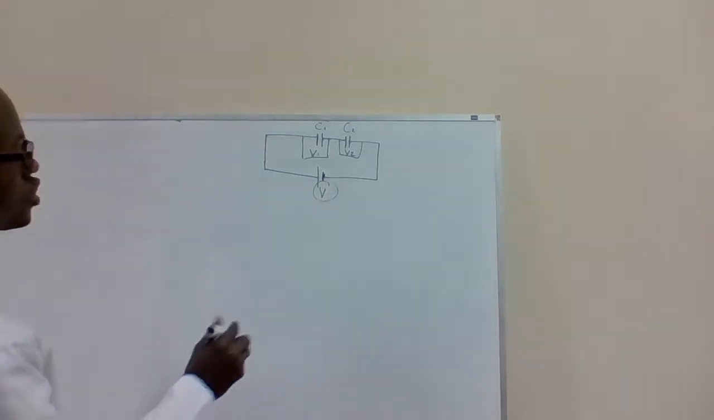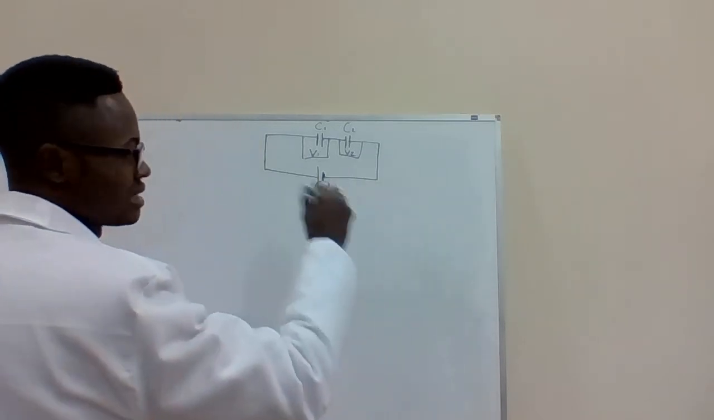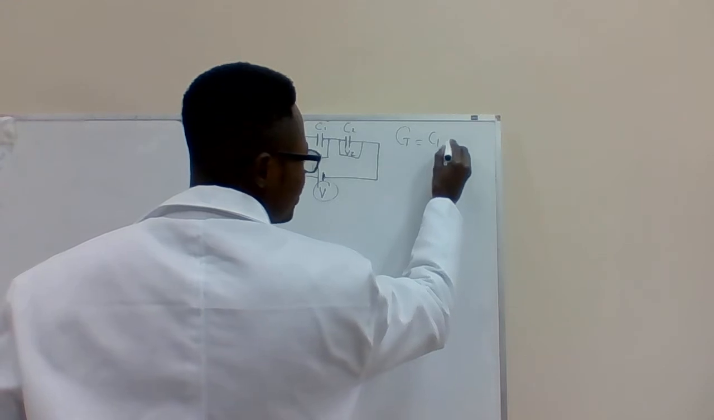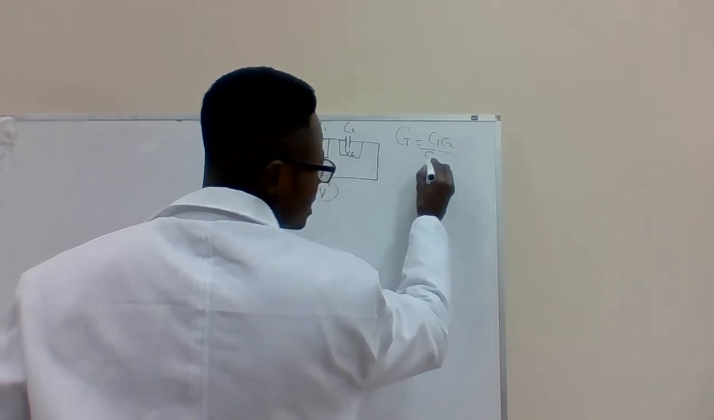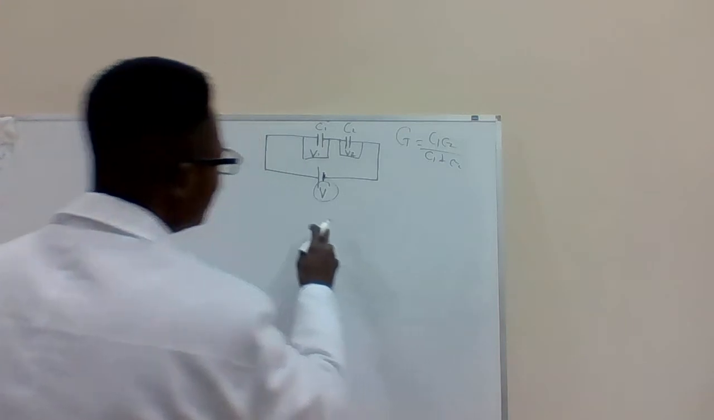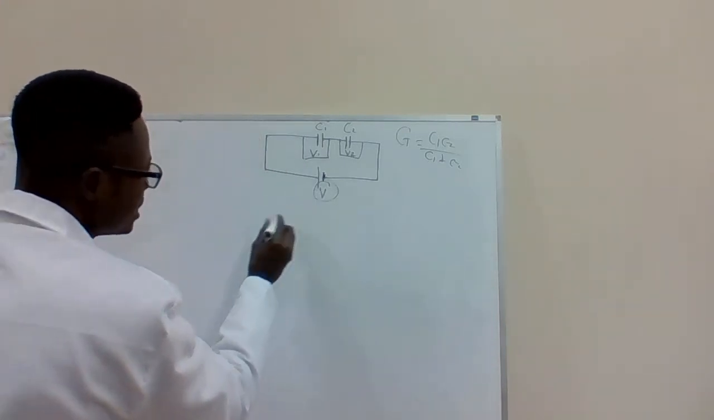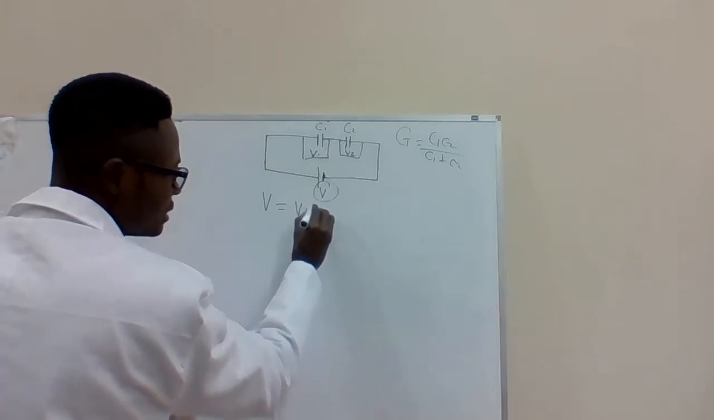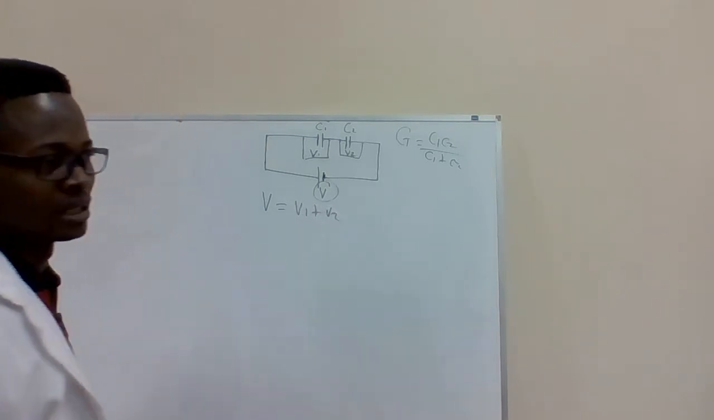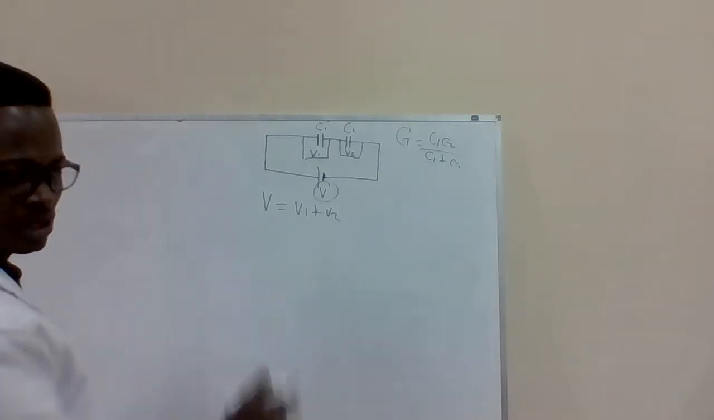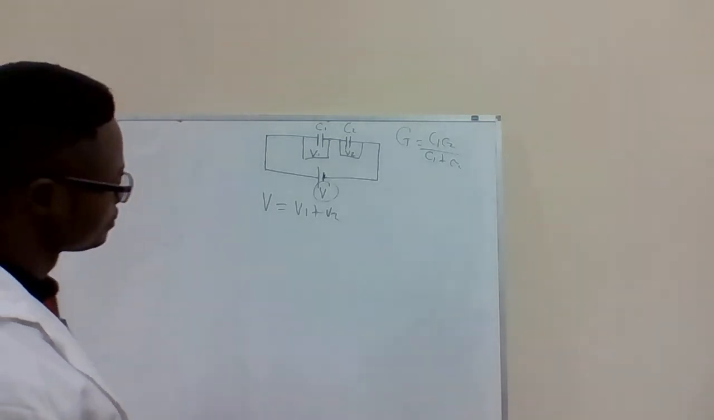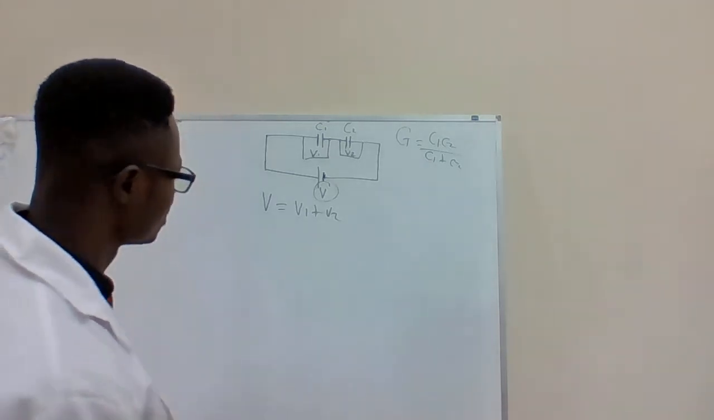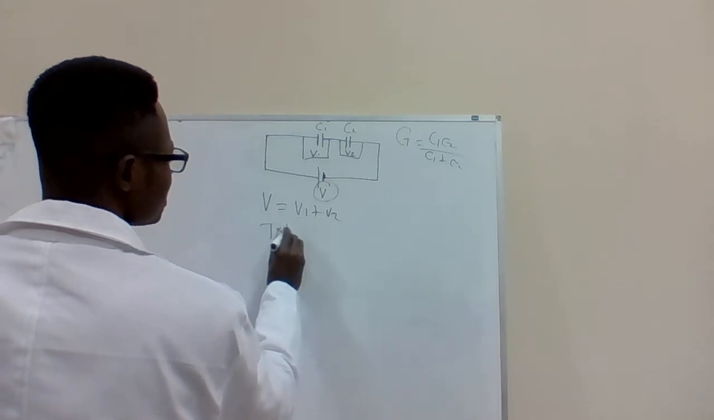It means that for us to get the total capacitance, which is given by C total equal to C1 multiplied by C2 divided by C1 plus C2, we need to start with the voltage. Our voltage is given by V1 plus V2. Excellent. So at this particular point, what next are we supposed to do? We find the total charge.